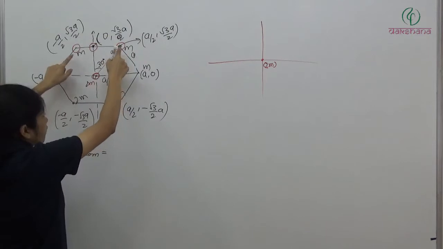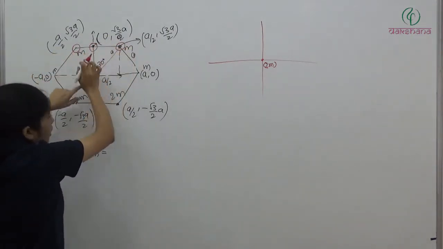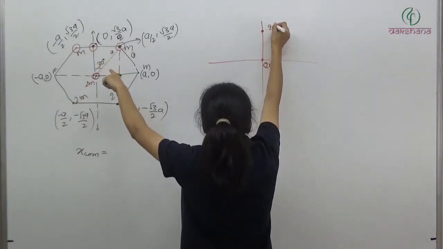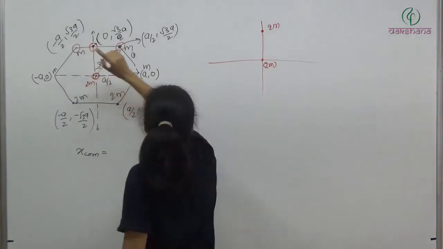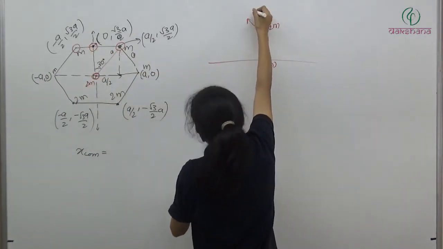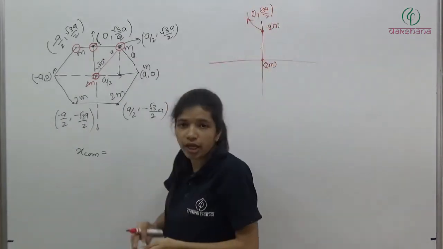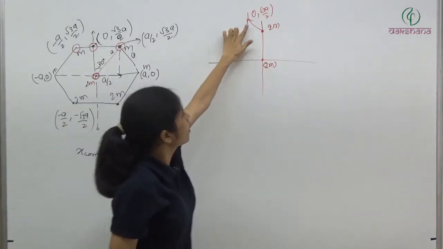Clear? And what will be the mass of this center of mass? M plus m. So the new location here has a mass of 2m. And what are its coordinates? 0 comma root 3a by 2. Clear? So here we have 0 comma root 3a by 2.